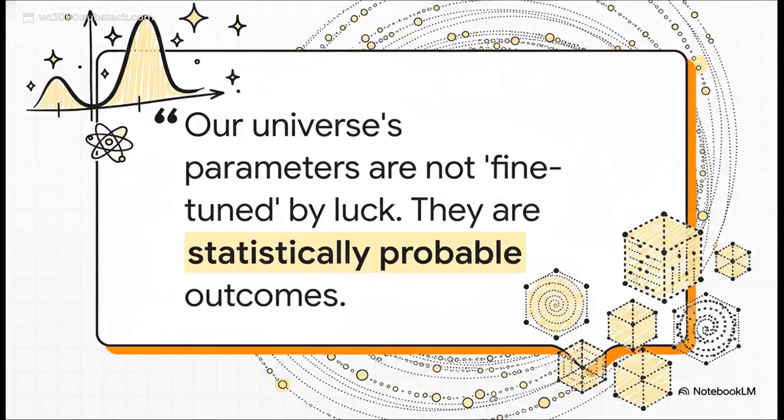And what this does is offer this incredible solution to something called the fine-tuning problem, this huge mystery of why our universe seems so perfectly dialed in for life to exist. This theory basically says, hey, it's not luck. A universe that can support life isn't some cosmic longshot. It's just the most statistically probable result of this mathematical balancing act.